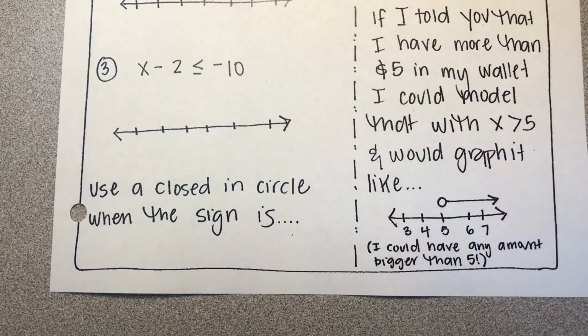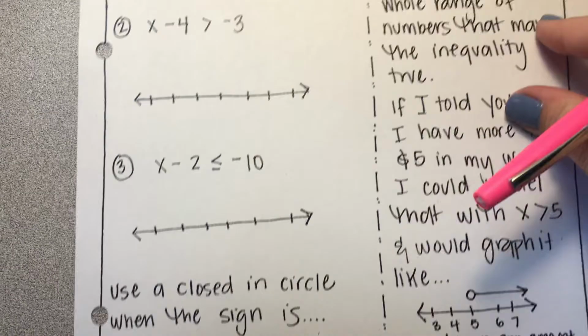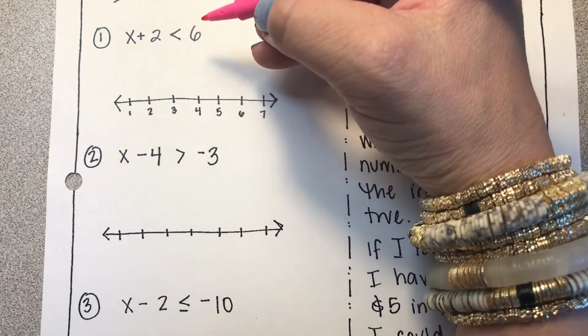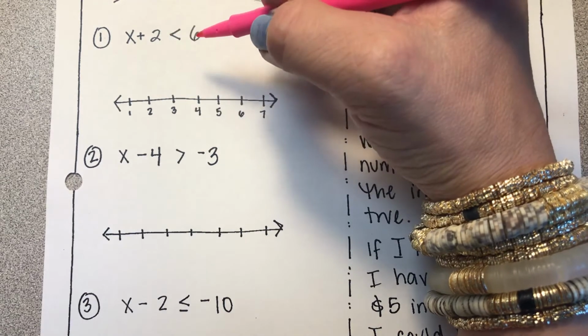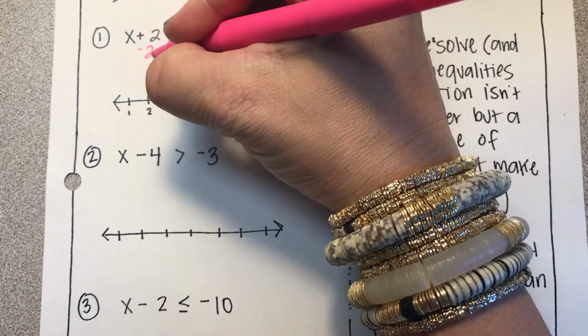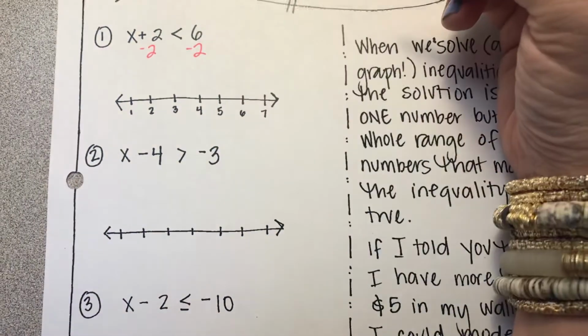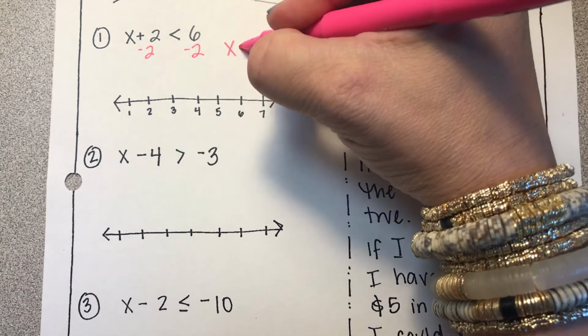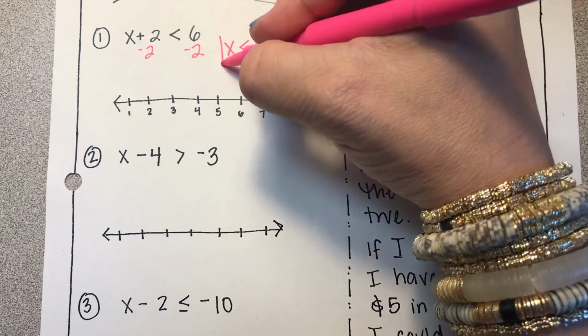So when we're doing inequalities or solving inequalities, the answer is not going to be one number. It's essentially going to be half of a number line. So let's look over here at number 1, and we solve them just like equations. For example, number 1, x plus 2 is less than 6. So I'm going to do exactly what I've done before. I'm going to subtract 2 from both sides, which gives me x is less than 4.